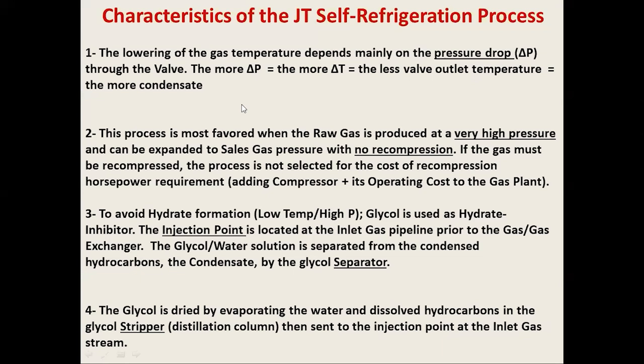This process is most favored when the raw gas is produced at very high pressure. As you see, you don't spend a lot in this process, just a valve and a separator, okay? And here, a tube-in-tube heat exchanger can do the rest. So this process is most favored when it is very low in capital investment, right? It is most favored when the raw gas is produced at very high pressure.